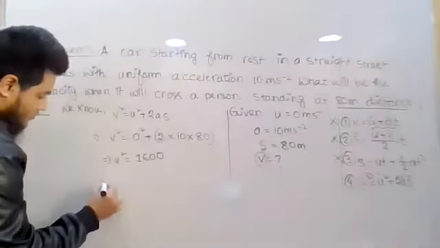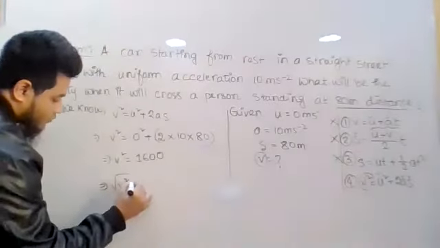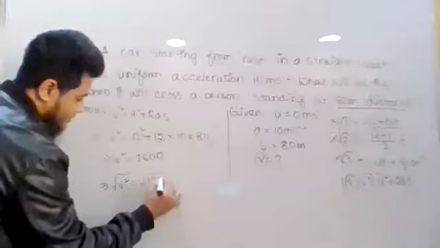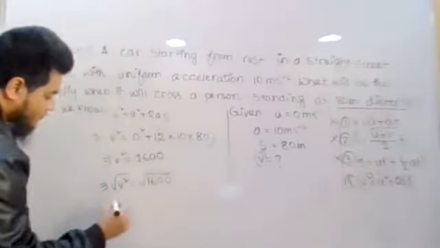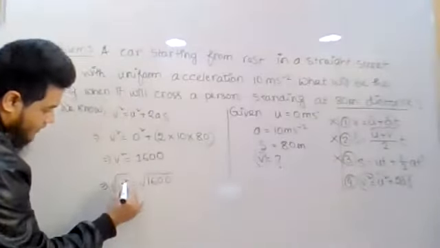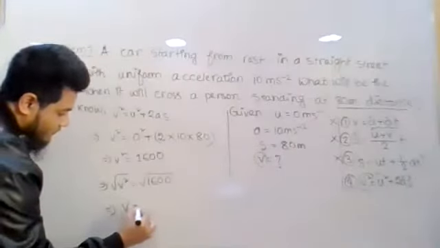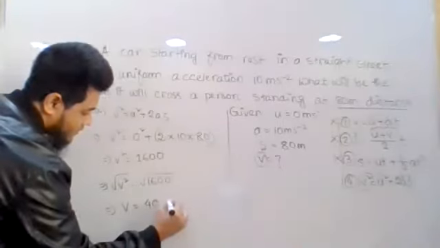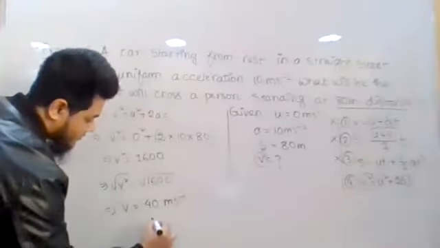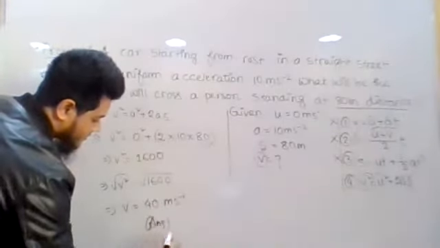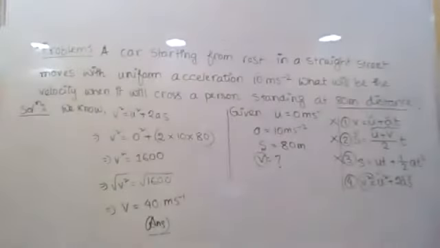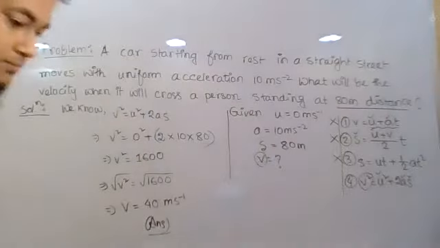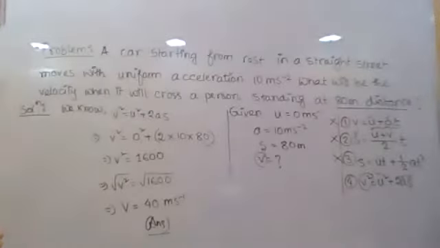1600. Now to get the value of V, we need to take the root on both sides. I hope you are already familiar with this root thing. So root over V square, they will cancel each other, it will become V, and if you do root over 1600, you will get 40. So the answer will be 40 meter per second. That is your answer. Does anybody have any doubt how we solved this problem?